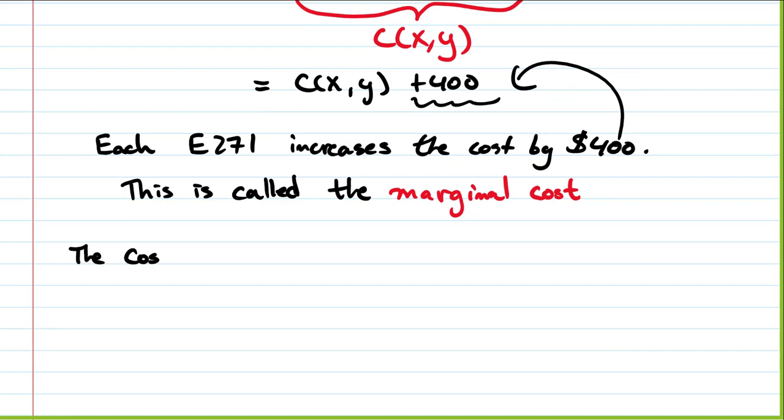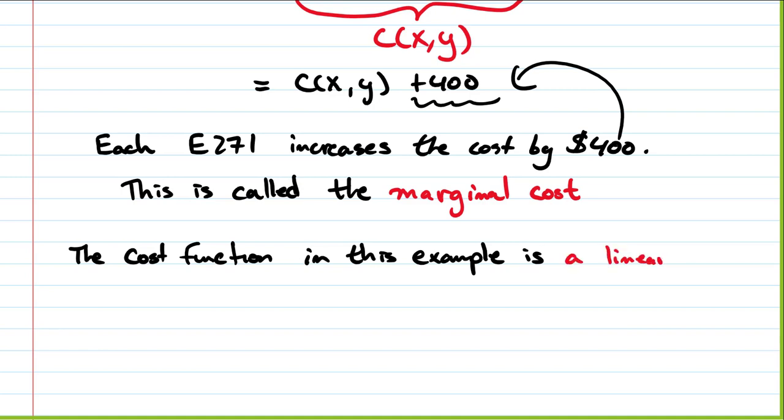So the cost function in this example is a linear function of two variables. What that means in this case is, since it's linear, each of the terms is linear.